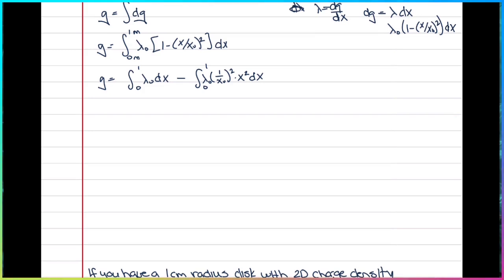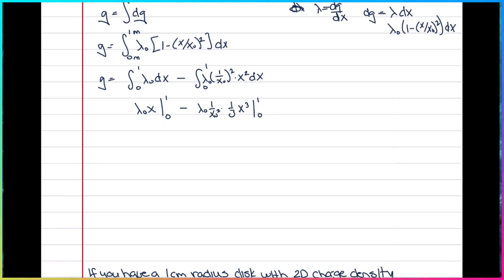Because then it becomes clear, because these are constants, this is between 0 and 1 of lambda dx, so that looks like it's just lambda naught x, between 1 and 0, minus lambda naught times 1 over x naught squared, which is a constant, then that becomes 1/3 x cubed between 1 and 0 as well. And again, plus c's, but I don't care because they're definite integrals.